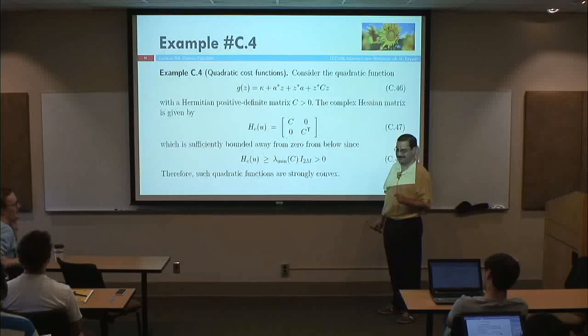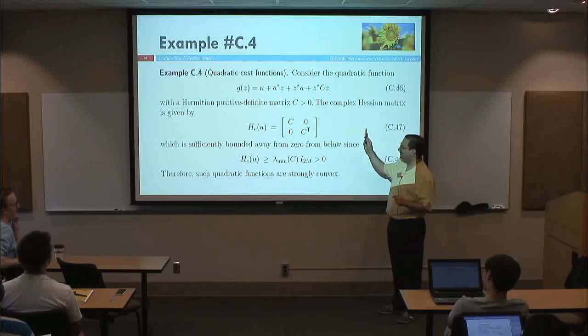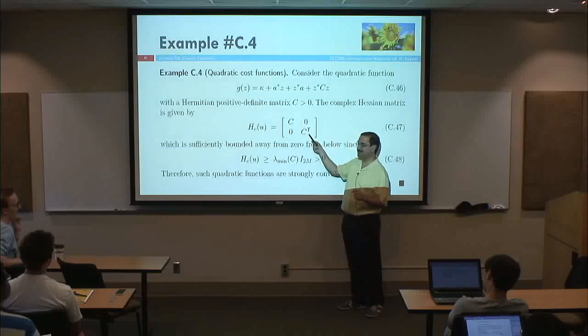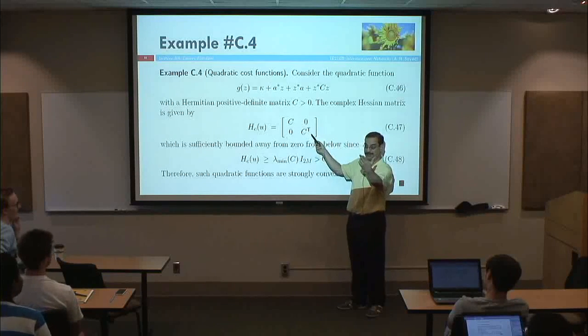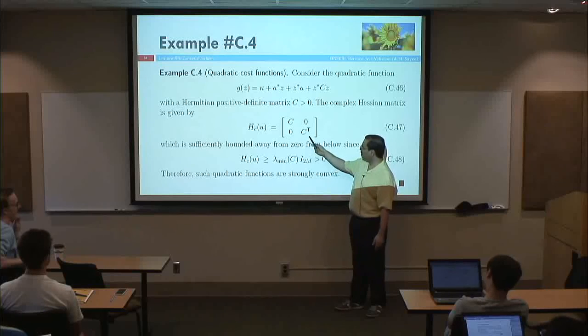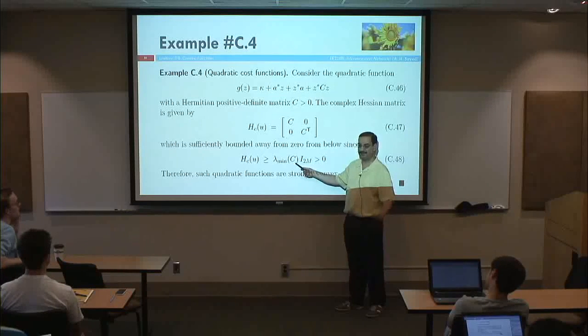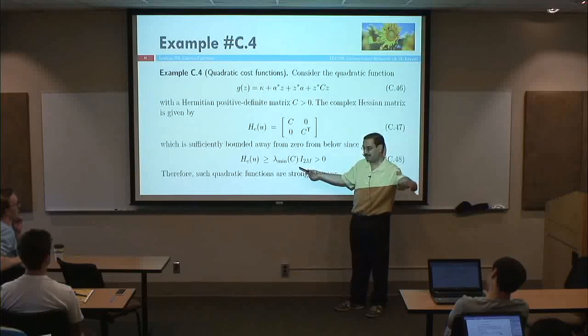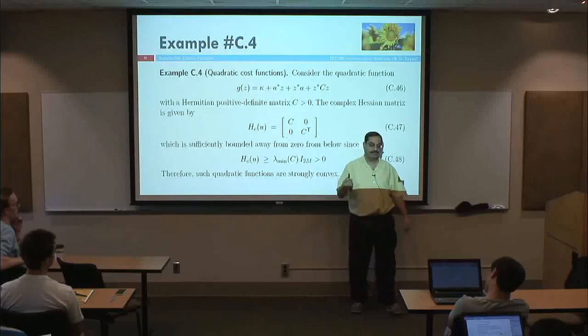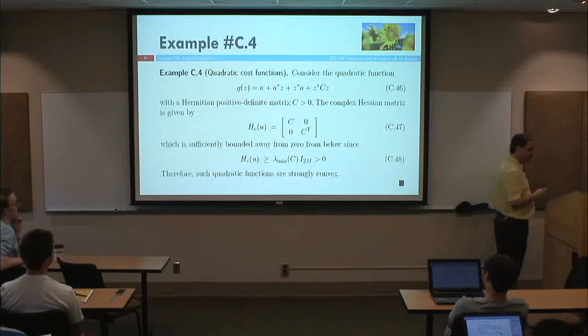In this example, what's the Hessian matrix of the quadratic cost function? C transpose, right? It's 2m. So it's lower bounded from below by lambda min of C. In the real case, it was 2 lambda min of C. So this is strongly convex, right?